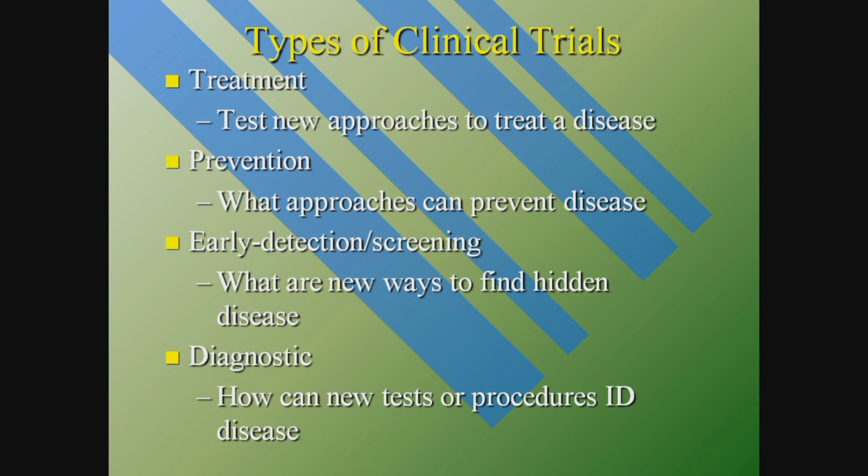Now let us discuss the types of clinical trials. There are four different strategies used by clinical researchers in finding new approaches to treat diseases. Those are treatment, prevention, early detection or screening, and diagnostic techniques. These four ways decide the particular objective of a clinical trial.